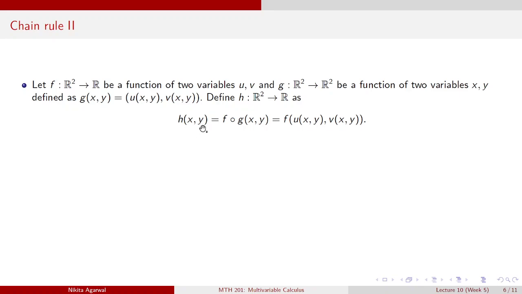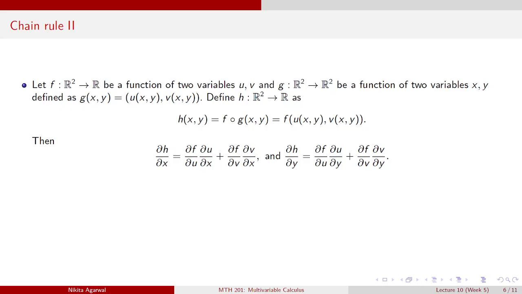So now h(x, y) is f of (u(x, y), v(x, y)). Remember in the previous slide, this x, y was actually t, so it was a function of one variable. Now it's a function of two variables. So there are two levels here that we have to see. First of all, forget about this middle thing. So h(x, y) is f of (u(x, y), v(x, y)). So h is a function of x and y.